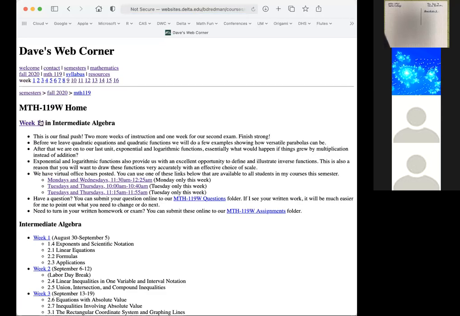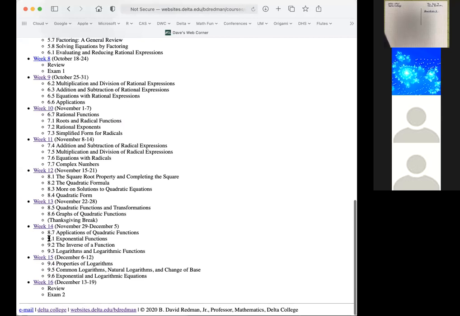In our class 119, we are finishing here in week 14. We're going to talk about inverse functions and logarithmic functions. So we did several examples of quadratic functions last time. I want to show you one more visual. And we introduced exponential functions.